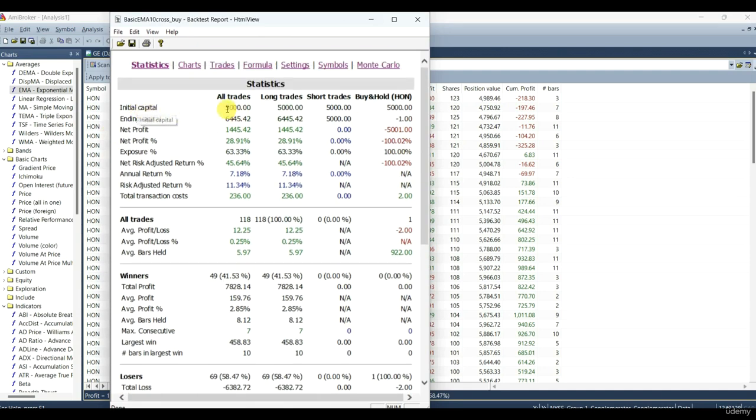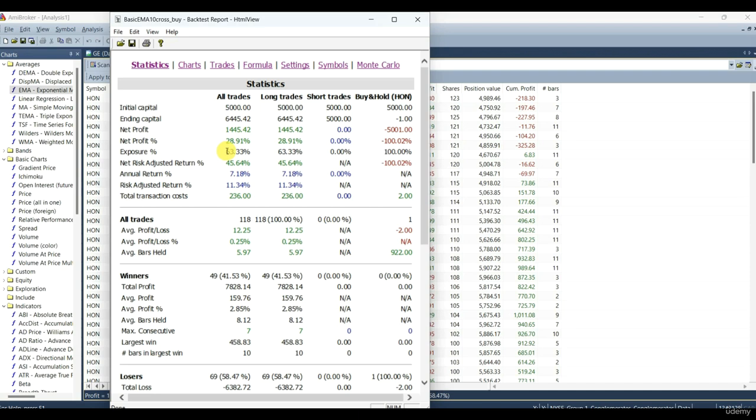So we started with 5,000 USD. We ended up with 6,445. So we reached a net profit, and that means that our system was profitable. The gain was 29%.